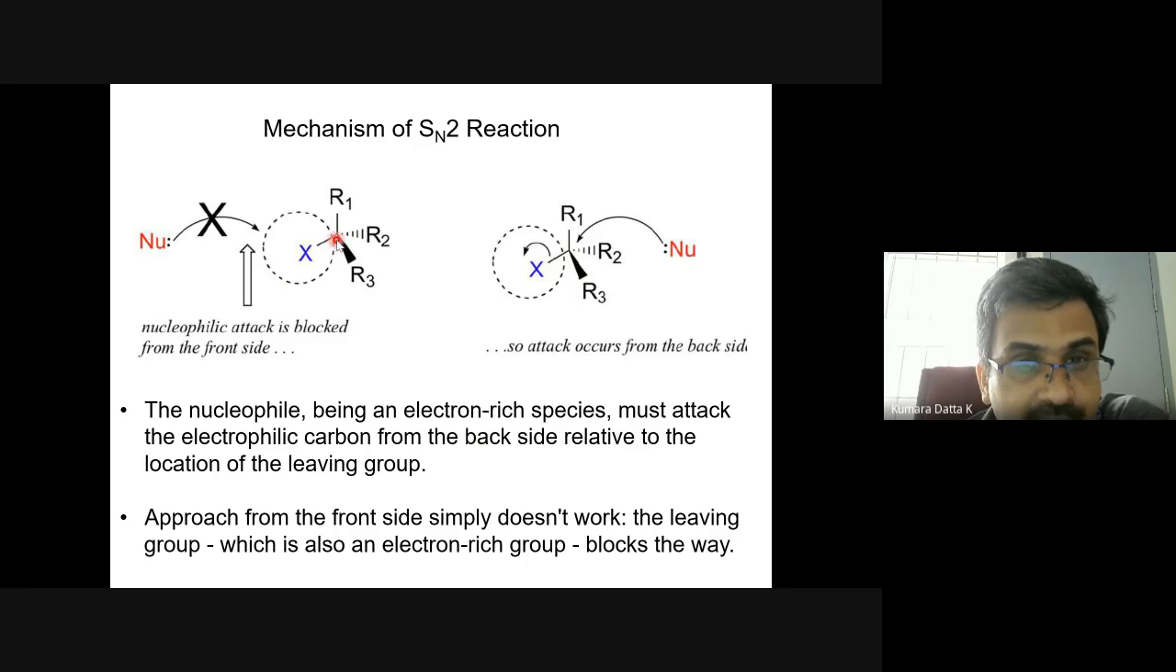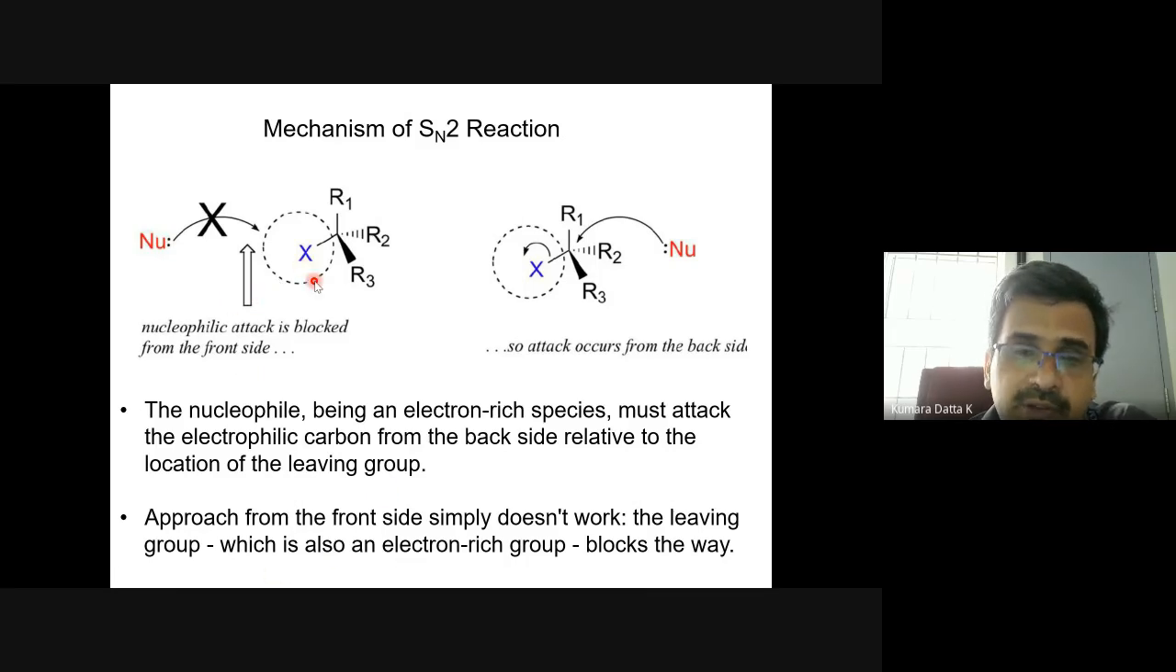The carbon is electrophilic here because once the electron density is directed more towards the leaving group, it forms a partial positive charge. So this is an electrophilic carbon, which makes it possible for the nucleophile to enter from the rear side to form a covalent bond. The front side approach, from the same direction as the leaving group, you cannot have because you have blocking.